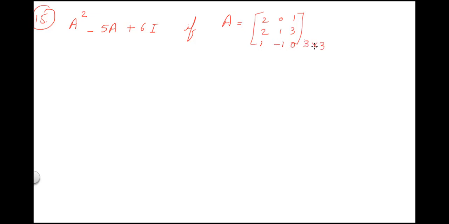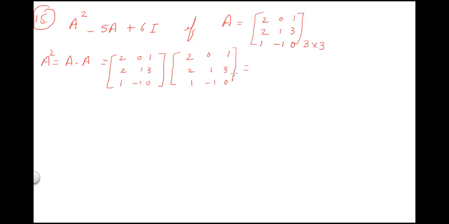A 3 cross 3 matrix is given to you. We have to calculate A square minus 5A plus 6I. Let us first find A square. A square means a matrix multiplied with a matrix itself. So if you have to write it, you will write 2 0 1, 2 1 3, and then 1 minus 1 0. So again you are going to write it 2 0 1, 2 1 3, 1 minus 1 0. Okay, so row wise and column wise we are going to multiply.